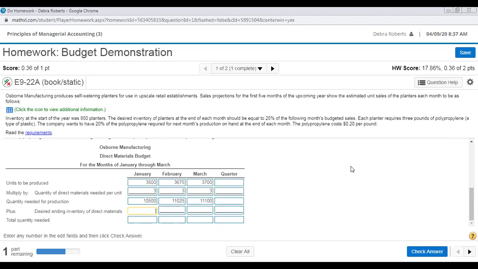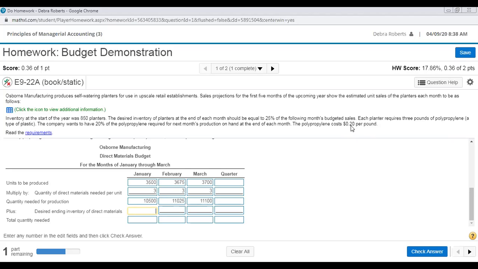So I'm going to use that 11,025, and I'm going to multiply that times what it tells me, which is 0.20, because it tells me that it costs 20 cents per pound.